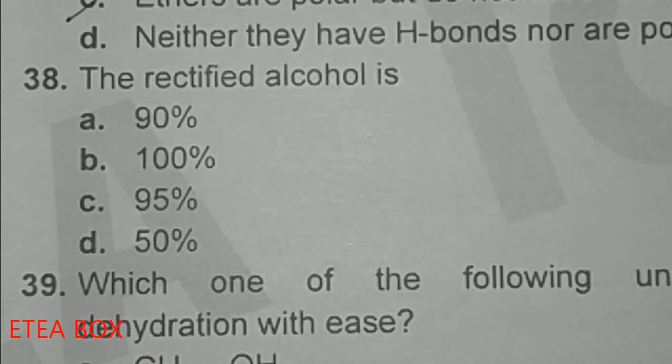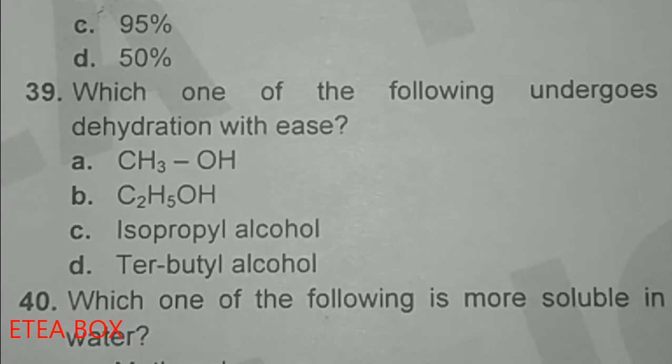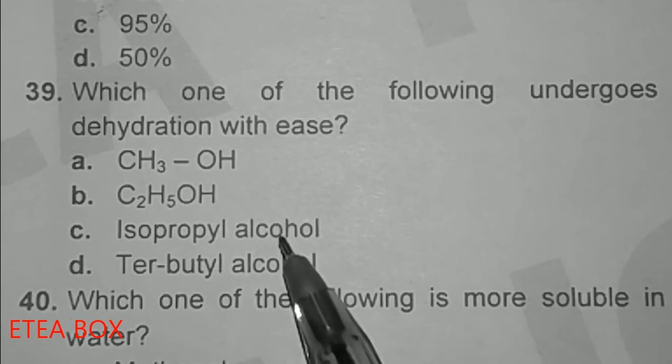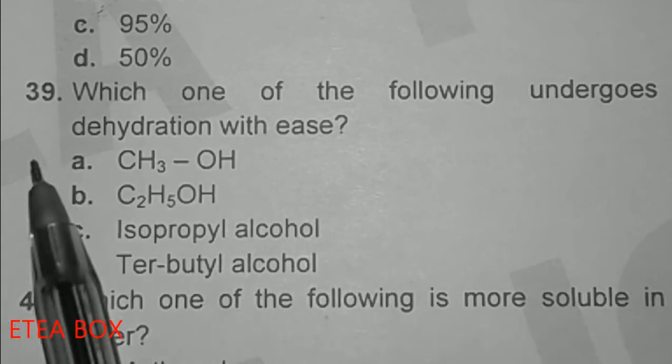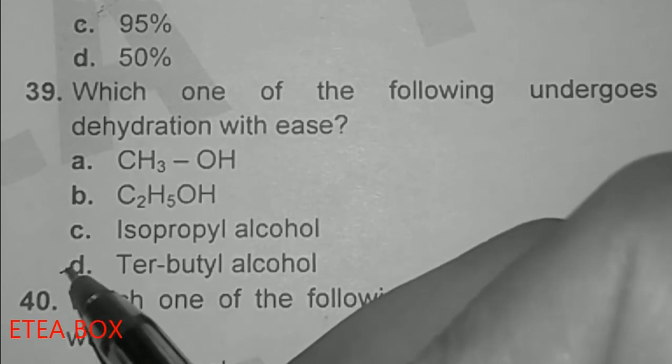Question 38. Rectified alcohol is 95% alcohol in water. Which one of the following undergoes dehydration with ease? We know that tertiary alcohol is the most reactive one, so it will react easily with other substances. So dehydration with ease will be tertiary butyl alcohol.